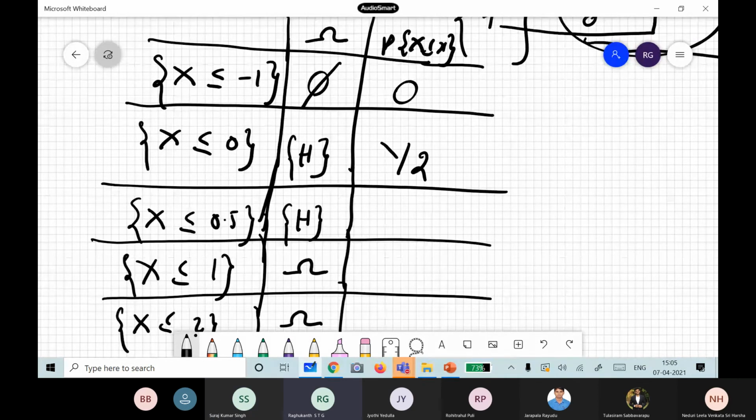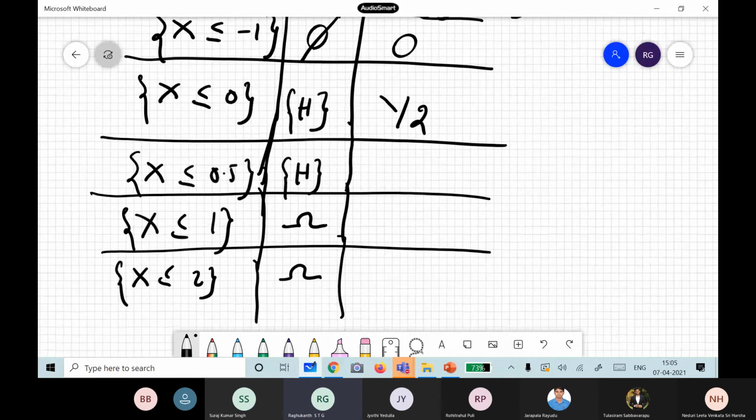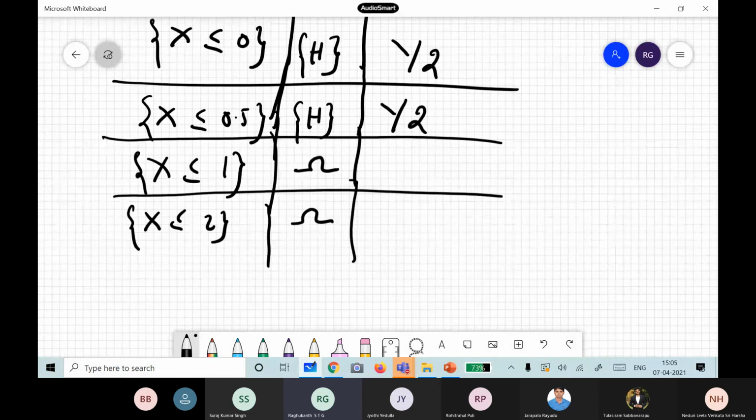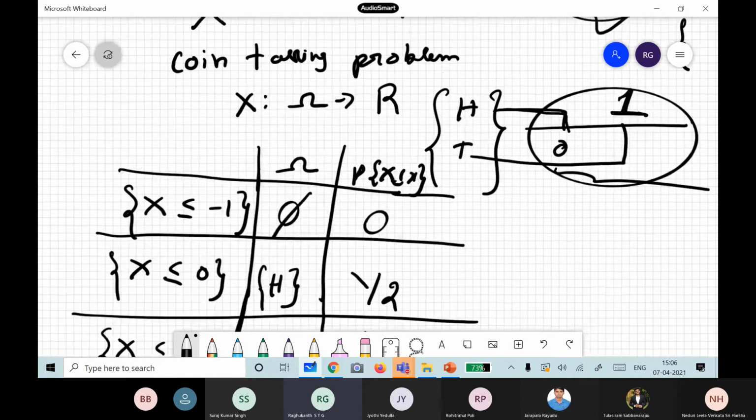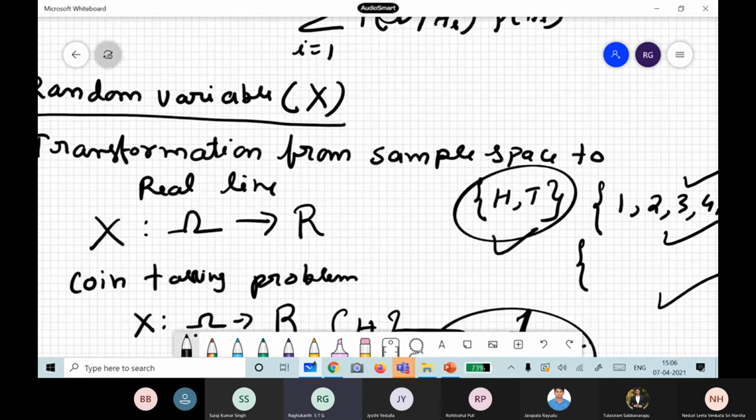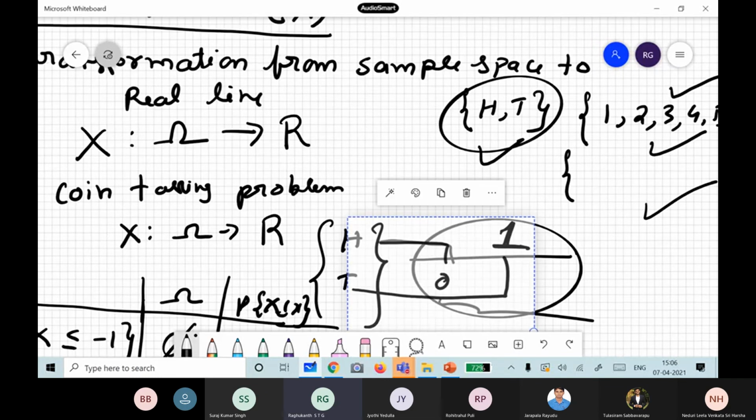What is the probability of getting head? 1/2. Half. X less than 0.5, still it is head only, so it is still 1/2. X less than or equal to 1? It is the sample space only. What is the probability of getting the sample space? 1. So x less than or equal to 2 is also 1. Infinity is also 1 itself. You followed. So now the greatest advantage is once you have transformed to real lines, I can do all the operations itself. That is the beauty of the random variable.